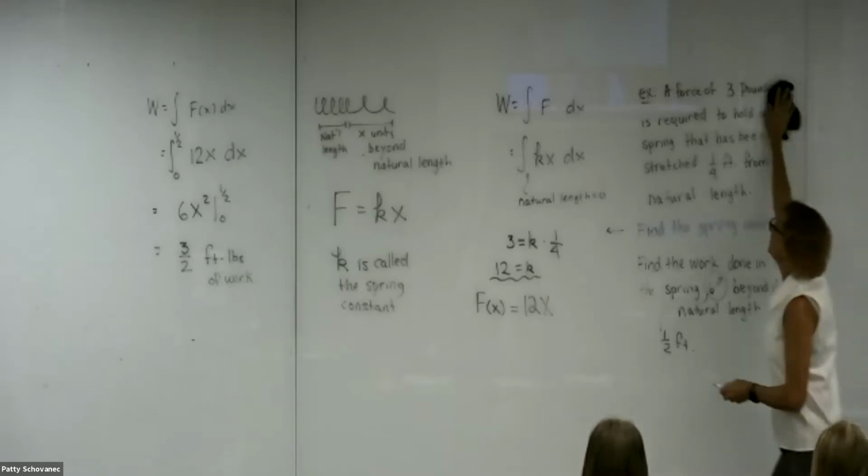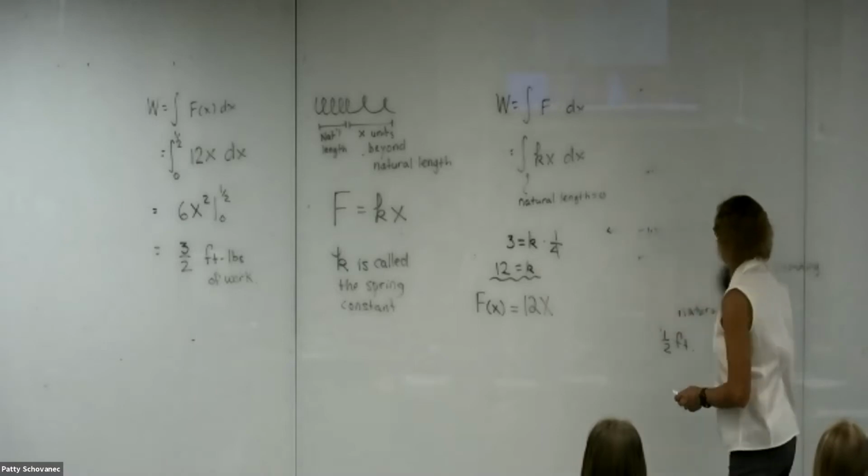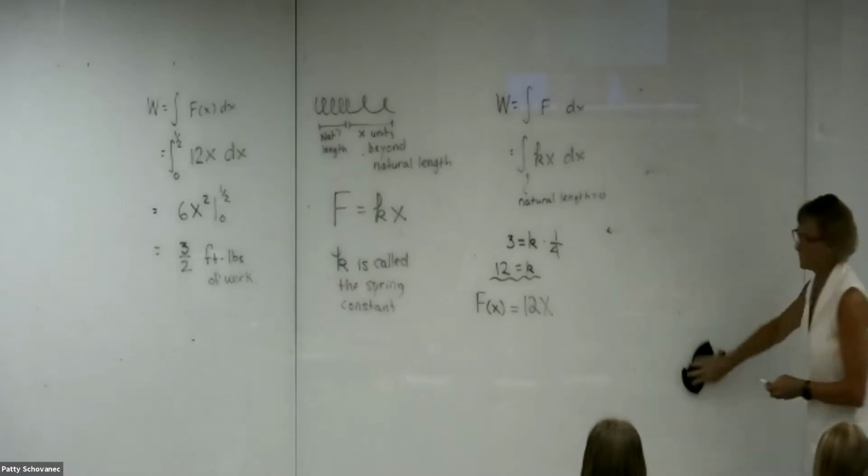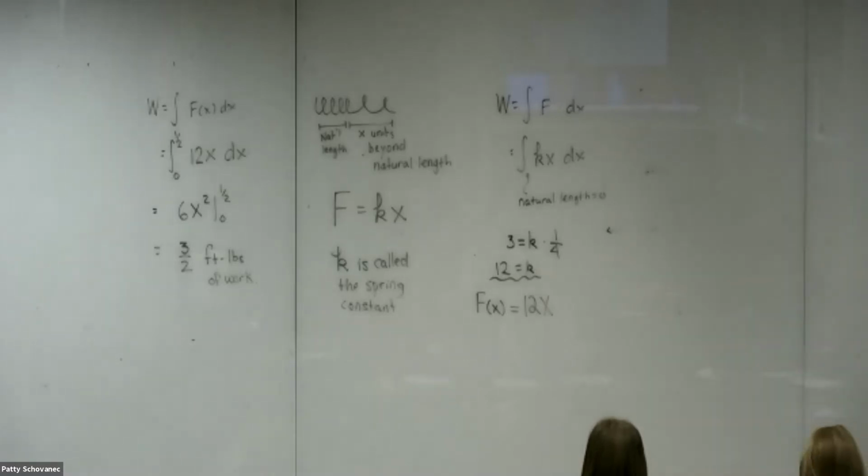So this next example. The natural length of a certain spring is 10 centimeters.